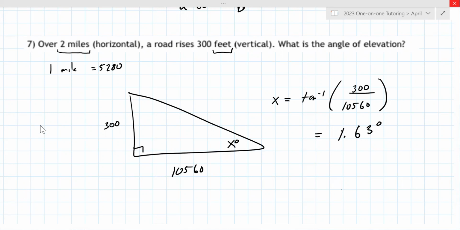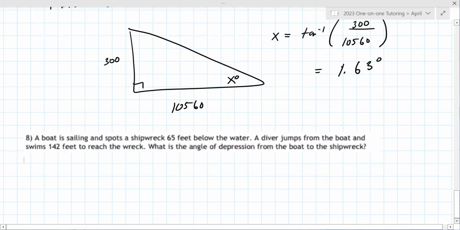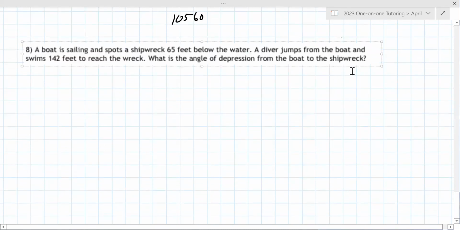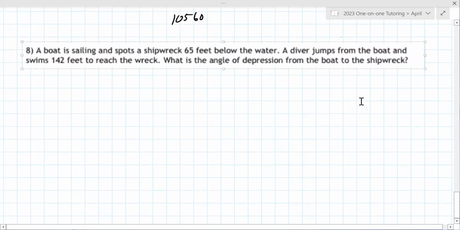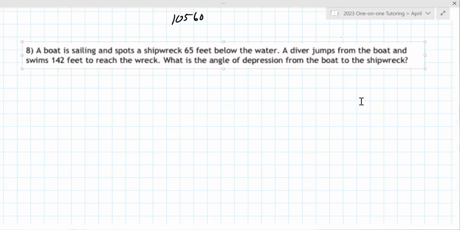And then sometimes you get scenarios like 8 here where, maybe if you've never been diving or sailing, you're not quite sure, but these are all right triangles. So try drawing some sort of right triangle to indicate this situation. And I will do the same. Okay.